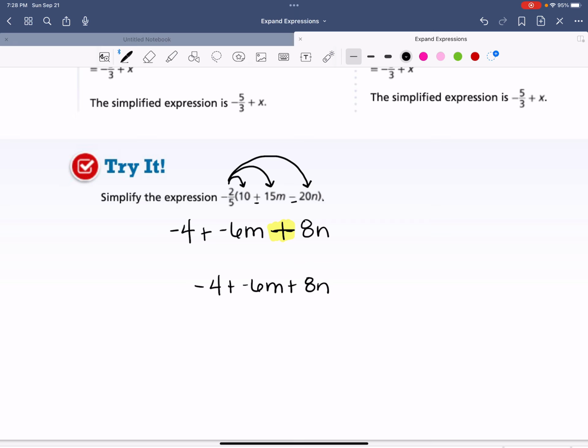There's no other like terms because I have an m and an n. Those are different. They cannot be combined. And then I have one constant that cannot be combined with the variables either. So this is our final answer.